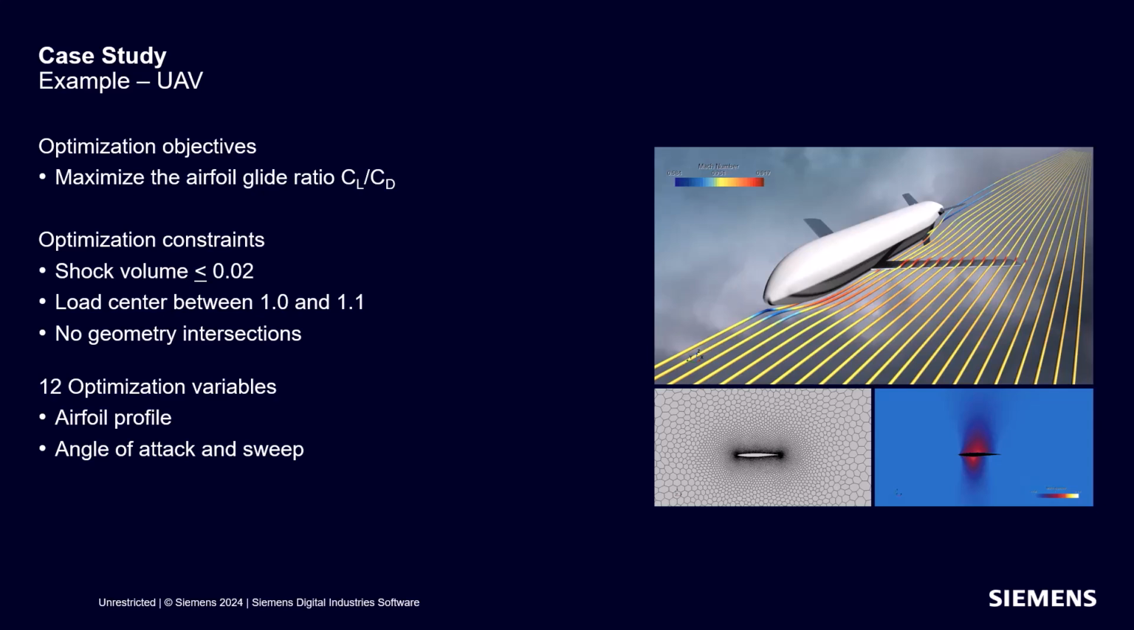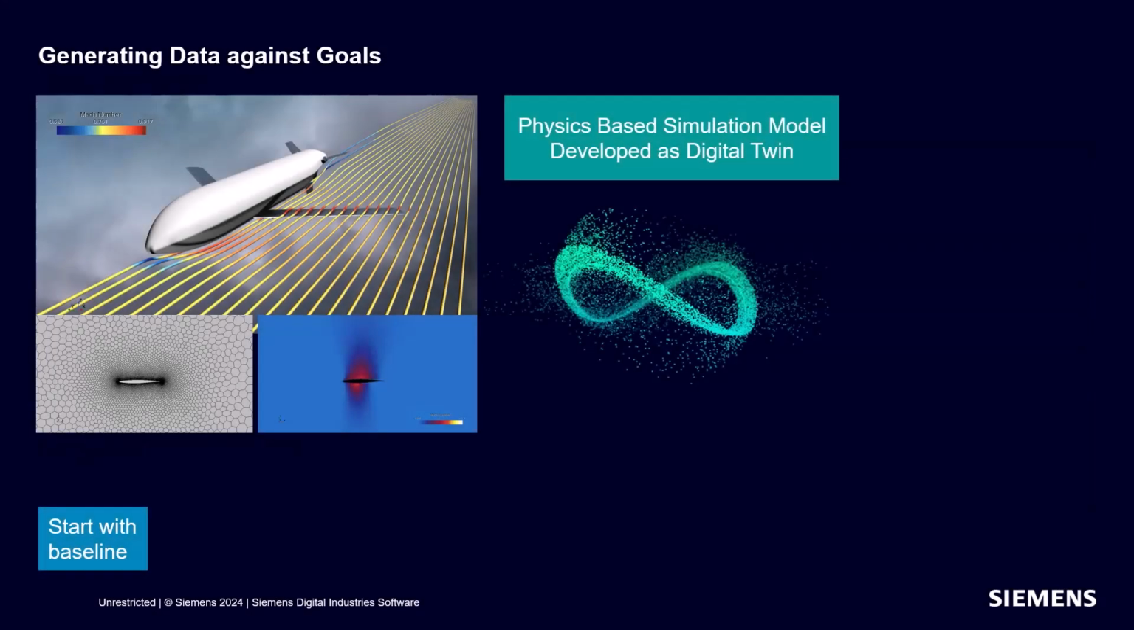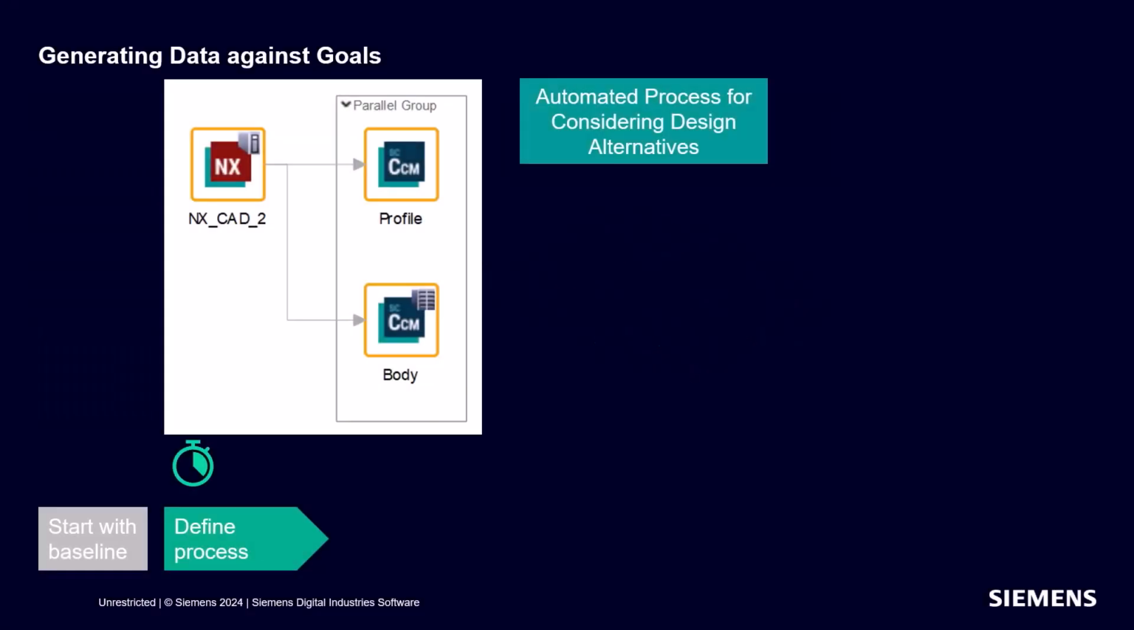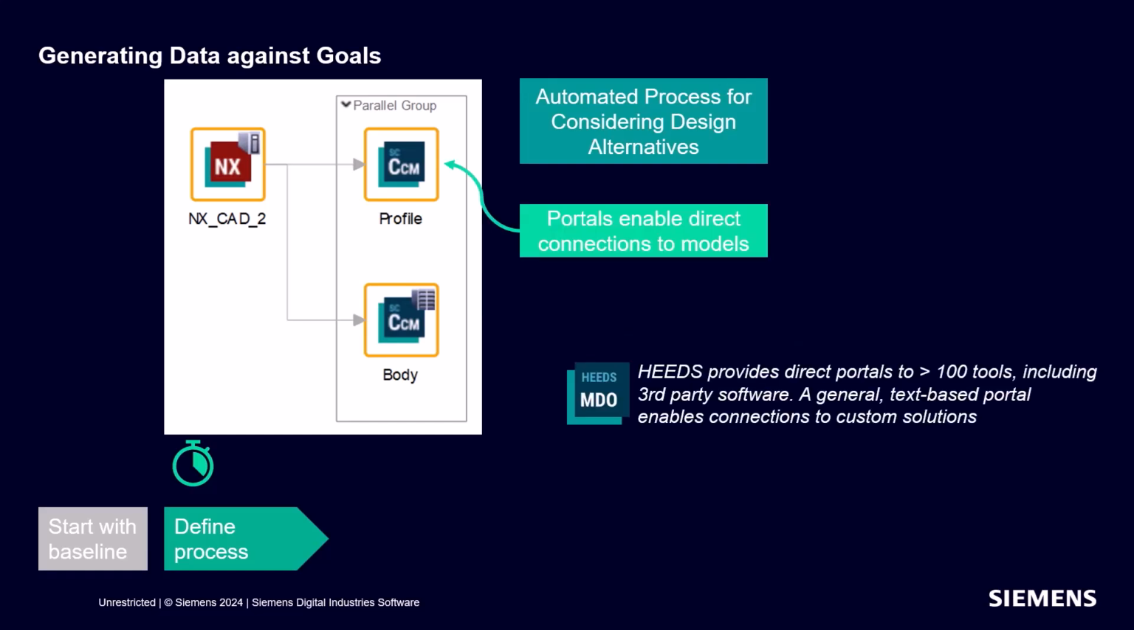The NX parametric CAD has been built such that there are 12 geometric variables, 10 of which determine the shape of the airfoil, and 2 of which the shape of the wing, notably the angle of attack and the sweep. With an aim of generating our data against the prescribed goals, we first start with a validated baseline design. We then build up our automated process within HEEDS, leveraging portals or direct interfaces to NX and SimCenter Star CCM Plus.